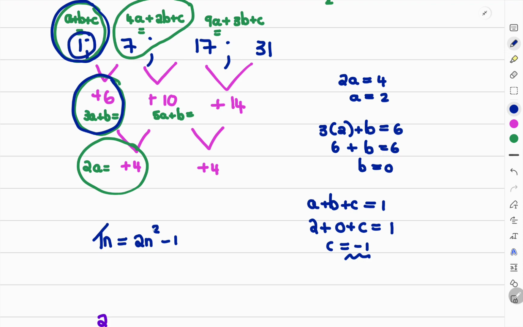So 1 squared is 1 times 2 is 2. 2 minus 1 is 1. If I replace a 2 in there, 2 squared is 4 times 2 is 8. 8 minus 1 is 7. If I replace a 3 in the n to the power 3, 3 squared is 9 times 2 is 18 minus 1 is 17. So you know for certain that your general term is correct.